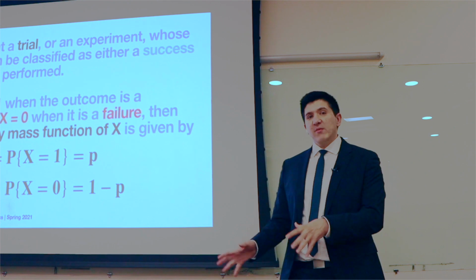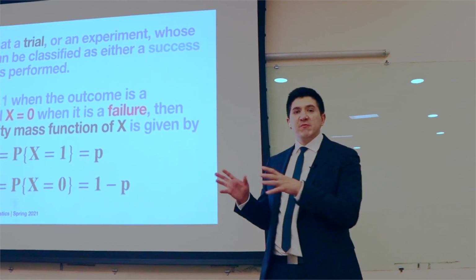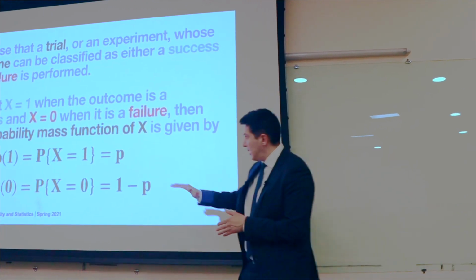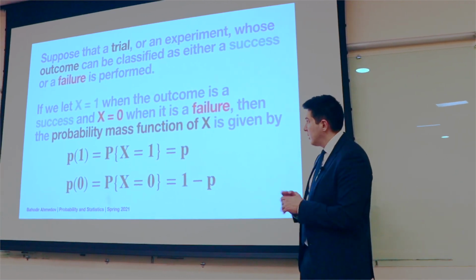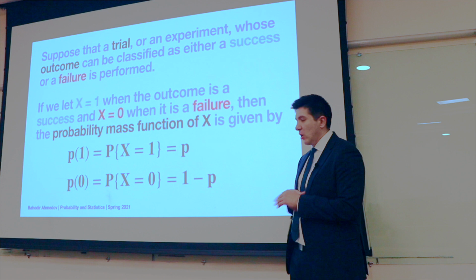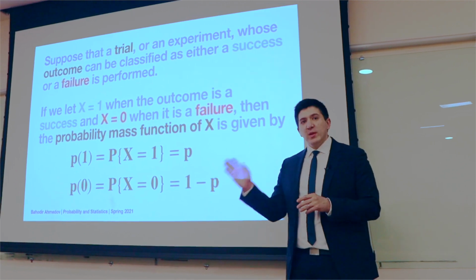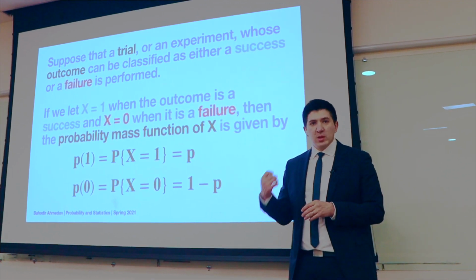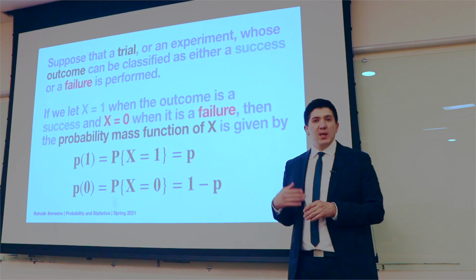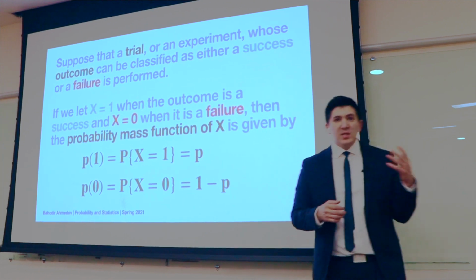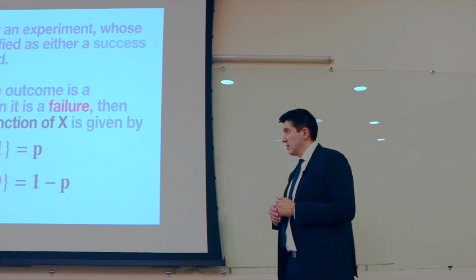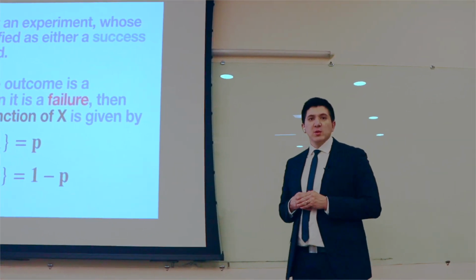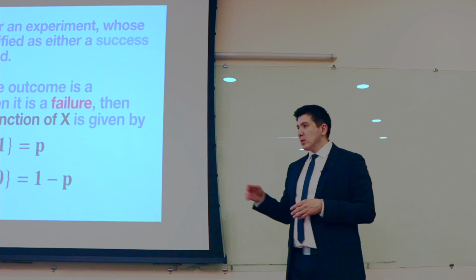We are also given that the probability of obtaining success is equal to p. These are some notations about the Bernoulli trial, and the probability of obtaining failure is going to be equal to 1 minus p. For example, let's assume that when you toss a coin, getting a head is success and getting a tail is failure. In this case, the probability of success and of failure is equal to 1 over 2.